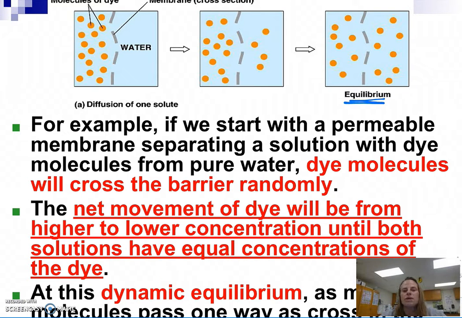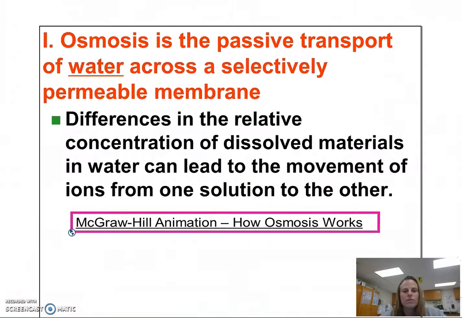Now, it doesn't mean that my dye has stopped moving. It just means that my dye is moving at an equal rate on either side of my semi-permeable membrane. So now let's talk about osmosis. Osmosis is also a type of passive transport because it requires no additional ATP. However, when we're talking about osmosis, we're talking about water crossing a selectively permeable membrane, where the water is going to move from an area of high concentration to low concentration.